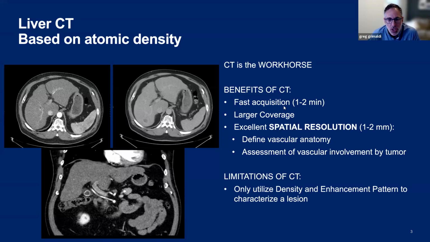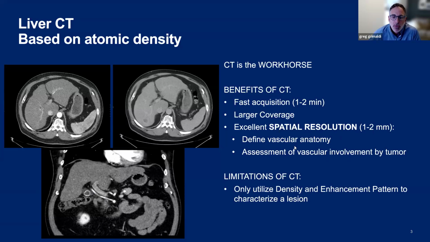Well, it's fast acquisition. We can do a CT acquisition in 1 to 2 minutes, maybe less. In general, when we do CT, we have a very large coverage. We often image from the thoracic inlet to the pubic symphysis. And we have excellent spatial resolution. If I reconstruct this arterial phase, I can show you the celiac axis and the SMA, a replaced right hepatic artery from the SMA. And if there was tumor involvement of these vessels, I would be able to tell you with high accuracy how that tumor interacted with the vessels because I have excellent spatial resolution.